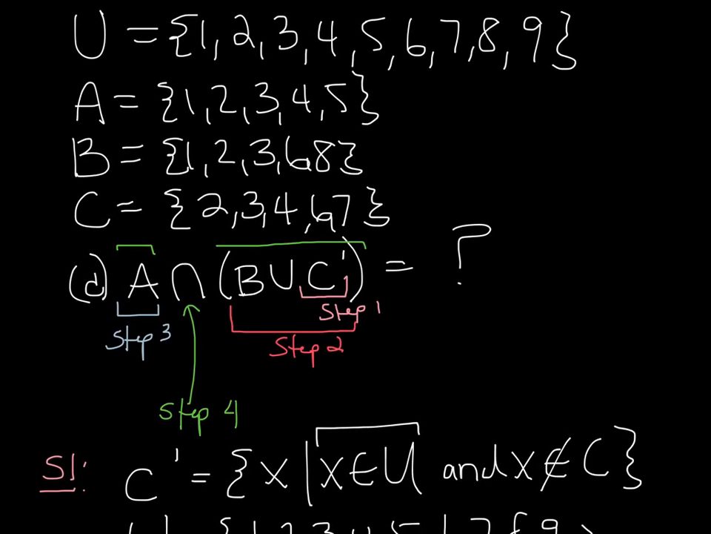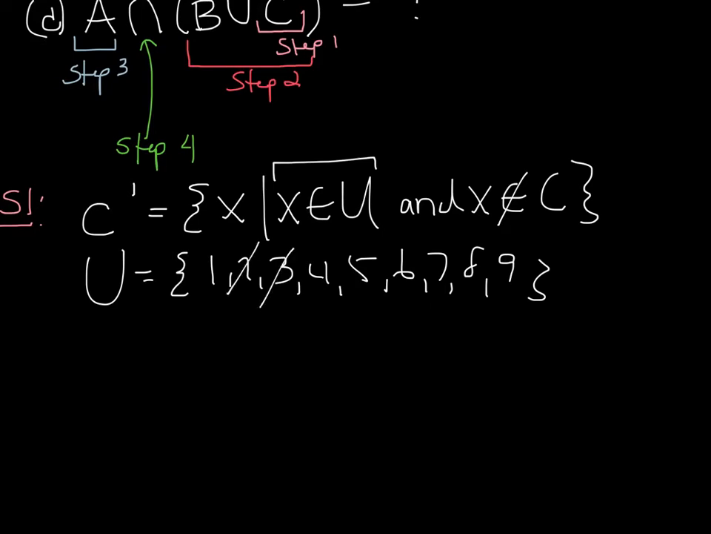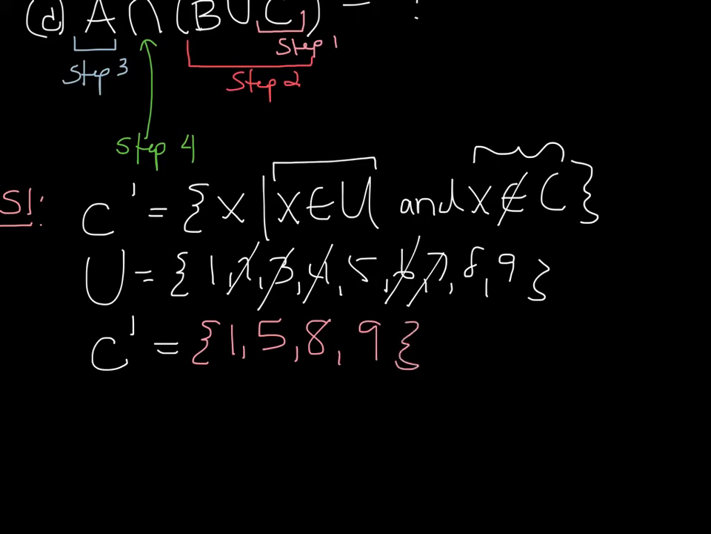And then our C, well, what's our C? Our C is right here: 2, 3, 4, 5, 6. So we want all the elements in U that are not in C. So we have to basically cross 2, 3, 4, 5, 6 out. The ones that I just crossed out are all the elements in C, because I can't have them here. It's saying x is not in C. So my C complement, and I will use my light pink, is going to be, well, what's left? It looks like 1, 7, 8, and 9. Okay, so that is my C complement. So that's step 1.